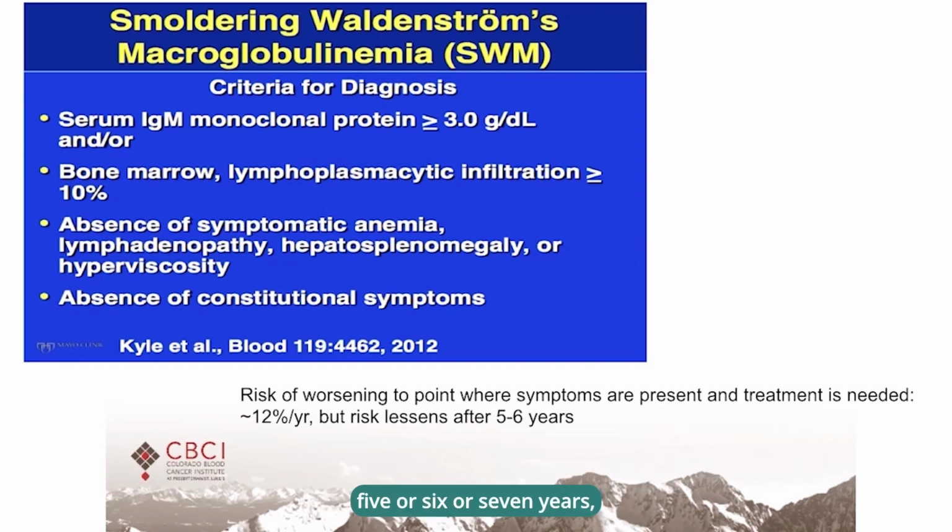But for some reason, after 5 or 6 or 7 years, if you haven't evolved into symptomatic WM, the risk of evolving into symptomatic WM declines. And so these patients are even followed more carefully than the IgM-MGUS patients.